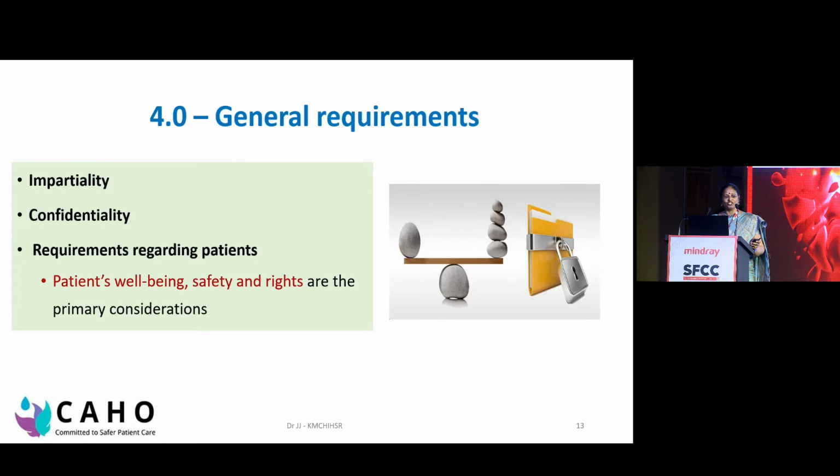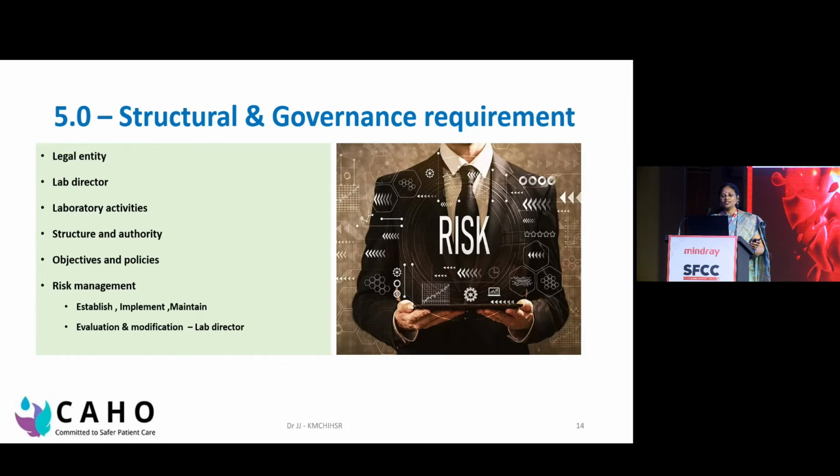So that's the general requirement. If you look at the structural and governance requirement, it looks at the legal identity. So whom should I hold responsible if something goes wrong? The lab director, who is the key person of the laboratory itself, whose responsibilities are definitely required, the lab activities, including the POCT added into that, the structure and authority, giving the organogram completely, saying who's responsible for what. Objectives and policies clearly defined, it says that you need to surely have a quality policy there.